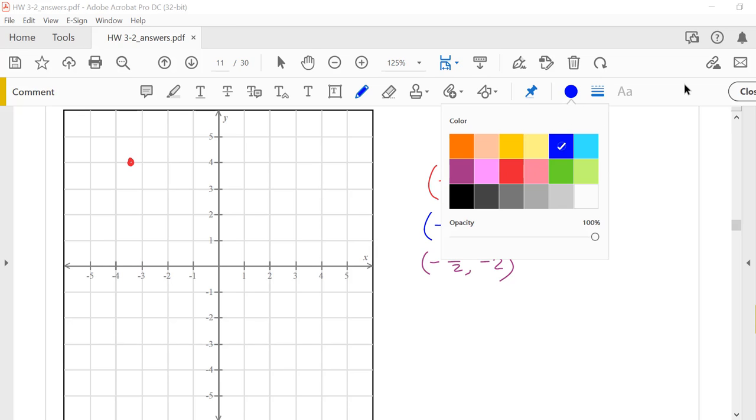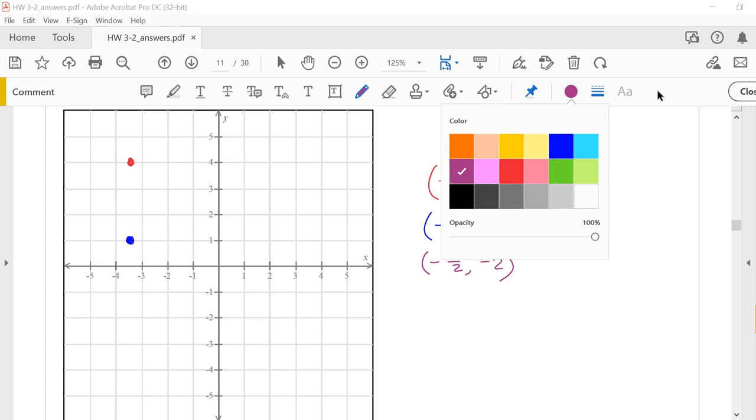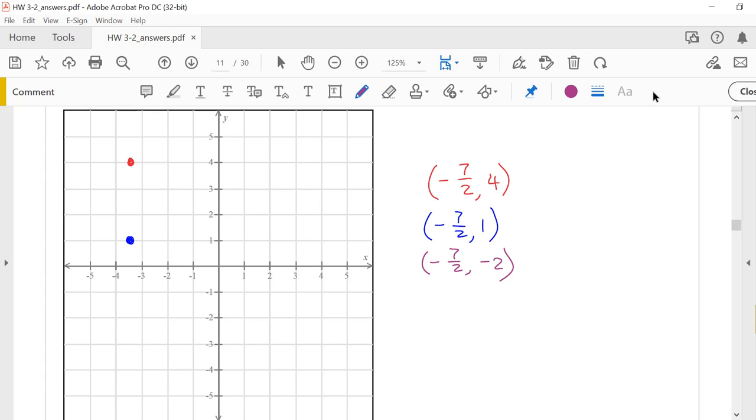My second point is -7/2, 1. So I want to go -7/2 and then up 1. My blue point would be right here. For my purple point, -7/2, -2: -7/2, so -3.5, and then down 2. My third point would be right here.